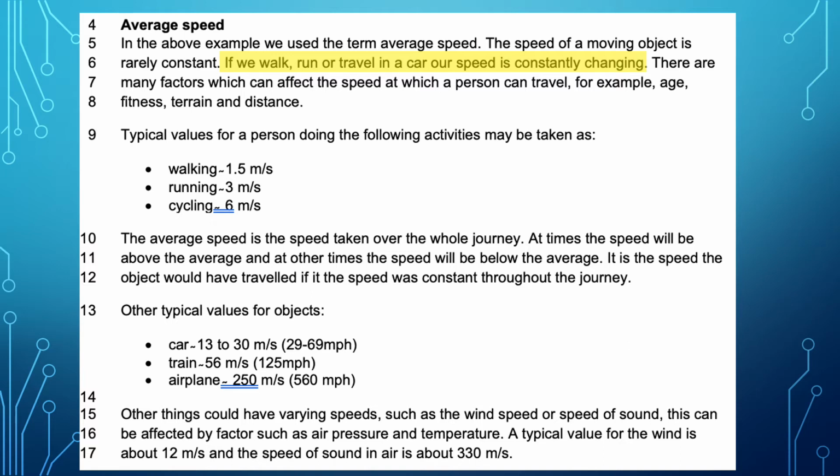So there's lots of factors, age, fitness, terrain, distance, things like that. And it does help to kind of know what typical values are. So walking will take you 1.5 meters per second. Running, you might be traveling at a speed of 3 meters per second. And cycling, you might be traveling at 6 meters per second.